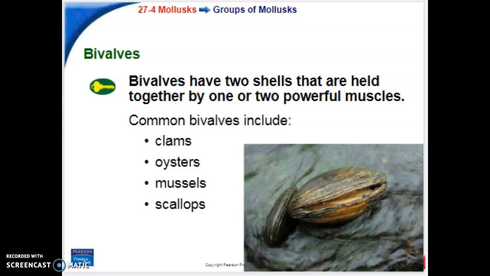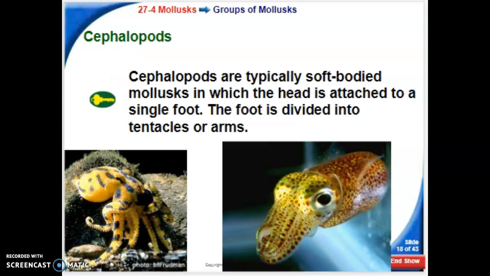The next is a bivalve, which bivalve would mean two. So it has two shells, and they have a powerful muscle that holds them together. The common bivalves that you're probably familiar with would be the clams, oysters, mussels, and scallops. Cephalopods are your octopi and squid. They are the soft-bodied mollusks, in which they have a head attached to a single foot, and that foot is going to be divided into the tentacles or the arms.